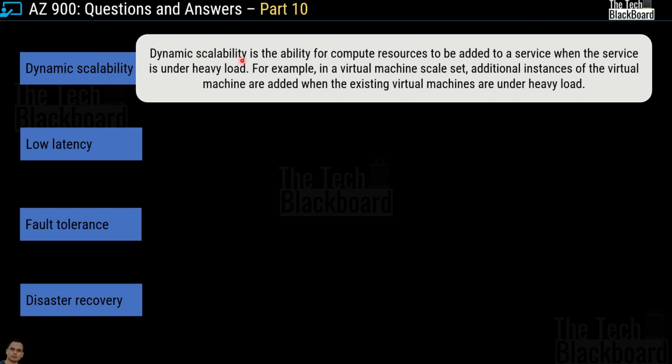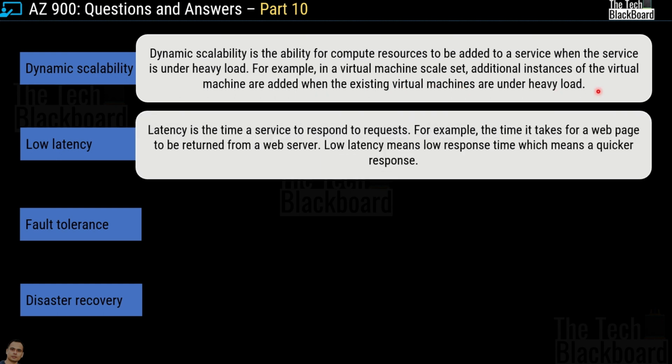Dynamic scalability is the ability for compute resources to be added to a service when the service is under heavy load. For example, in a virtual machine scale set, additional instances of virtual machines are added when existing virtual machines are under heavy load. Now coming to low latency, well, latency is the time a service takes to respond to a request. For example, the time it takes for a web page to be returned from a web server. Low latency means low response time, which means a quicker response.